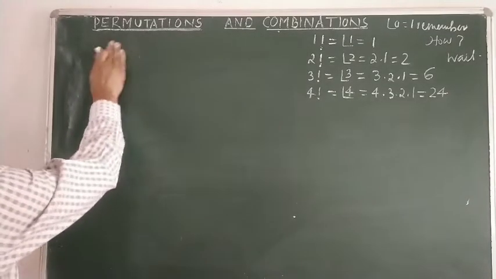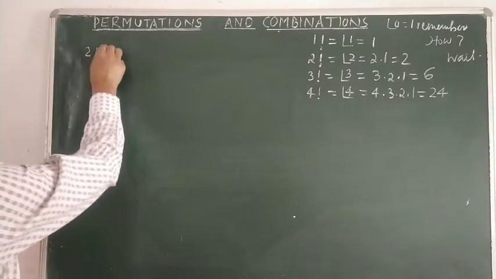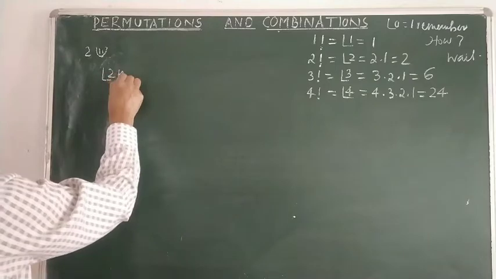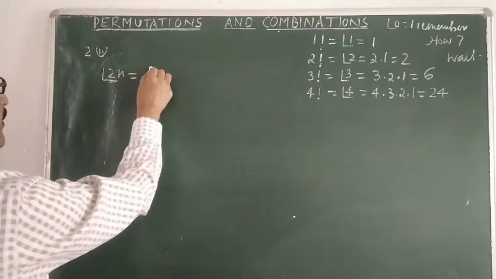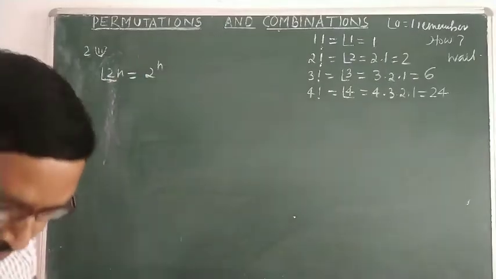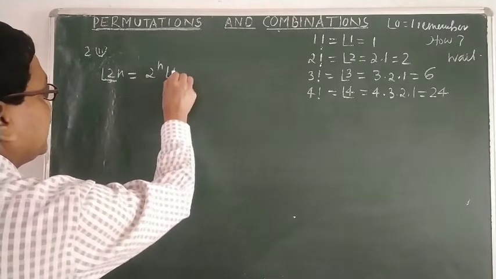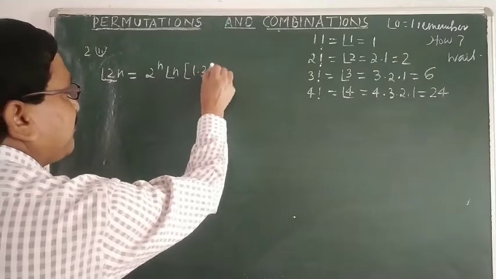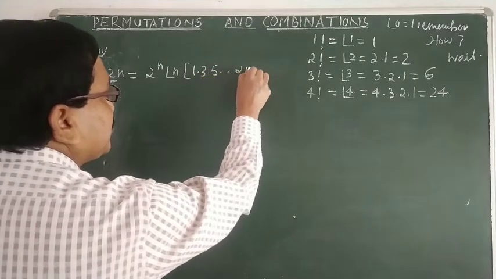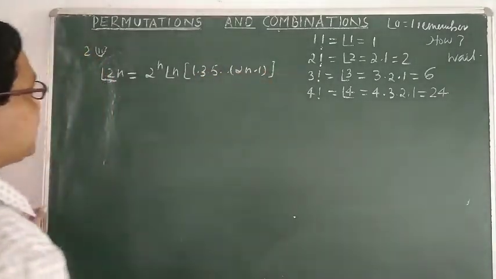Factorial 2n, a very good problem. Prove that factorial 2n is equal to 2 to the power n, factorial n, into 1, 3, 5, lastly 2n minus 1. This is a very interesting problem.